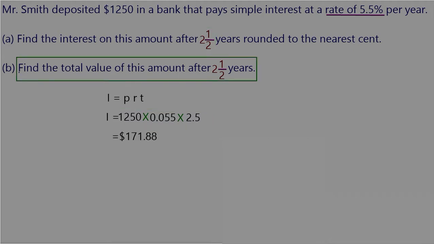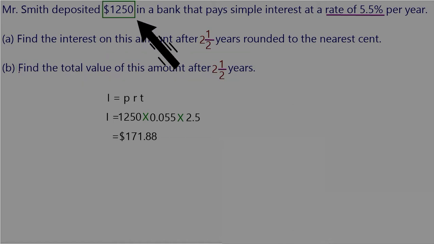The next step is to find the total amount he will receive by the end of the 2.5 years. To find the total value, we add the amount deposited with the interest that he received after the 2.5 years.